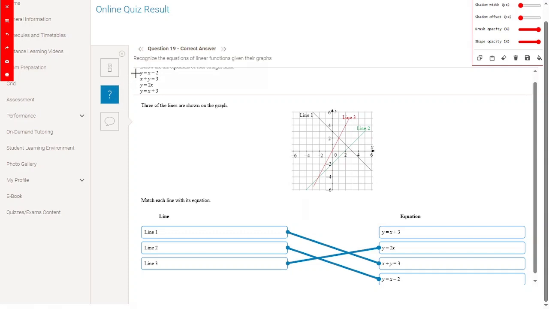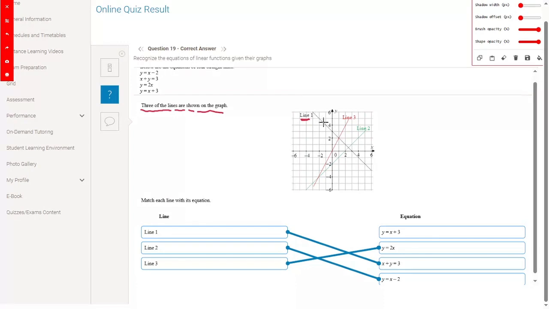Now here we have equations of straight lines. We have y equals x minus 2, x plus y equals 3, y equals 2x, and y equals x plus 3. Now, 3 of the lines are shown on the graph here. We have line 1, line 2, and line 3. Now, match each line with its equation. So now let's take line 1.